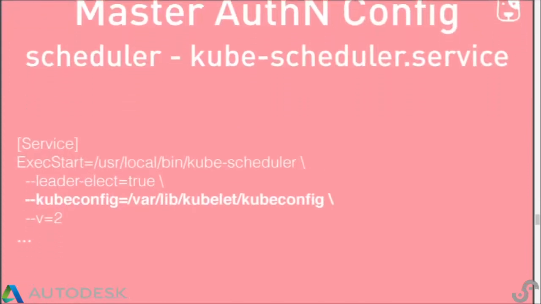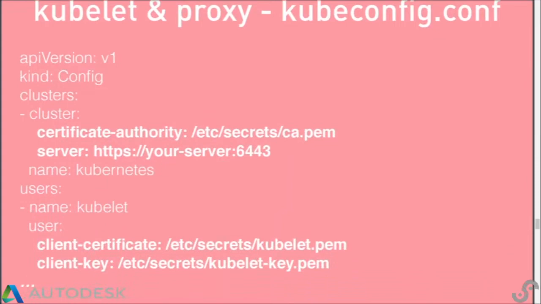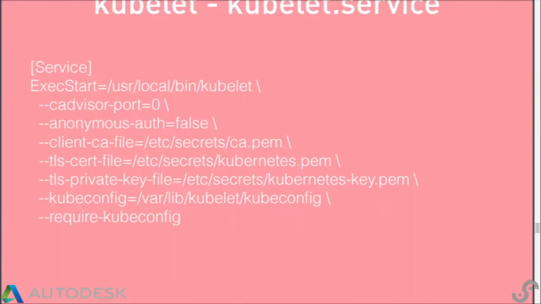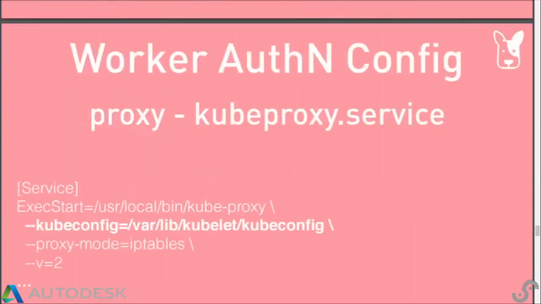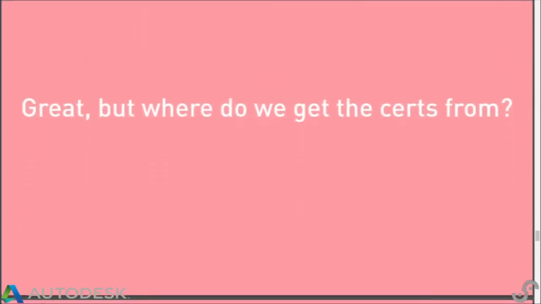Scheduler config. This just pulls in all the same config that was specified in the earlier kube config file. This is that file actually, the kube config. And the kubelet. This is again the part running on the workers. And the proxy, also pulling in that same kube config here. Okay, great. So that's all fine and dandy. We know how to configure it now.